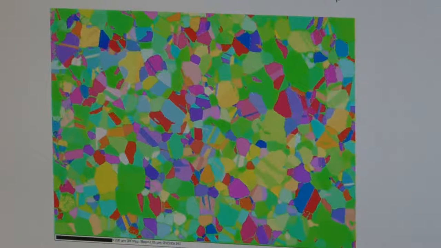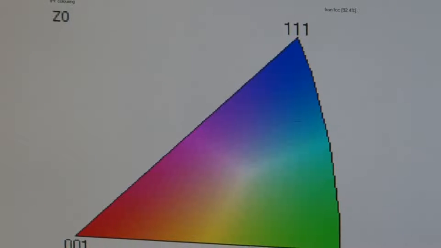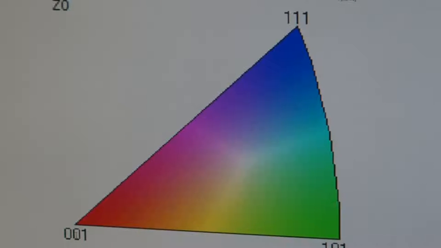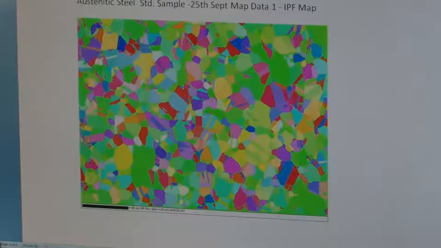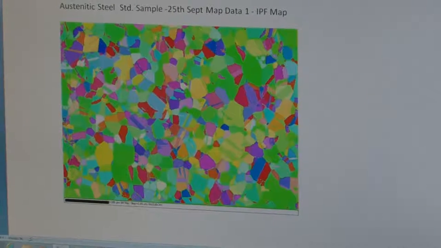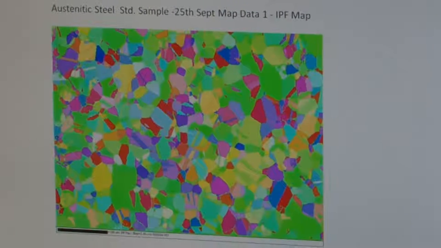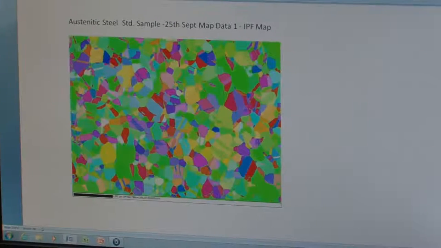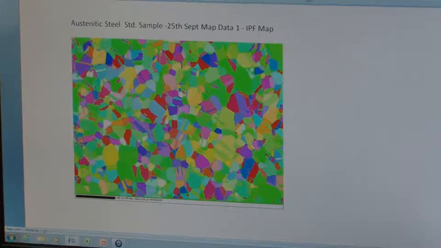And this is the way grain orientations are shown by different colors. Each color indicates the orientation of the grain. As you see, 001 is depicted in red color, 101 is depicted in green, and 111 is depicted in blue. Therefore, any grain which looks red is basically close to 001 orientation. For a grain like this one, it can be inferred that it is oriented along 011 or 101 orientations. On the other hand, there are grains like this which are blue, and they are oriented along 111.